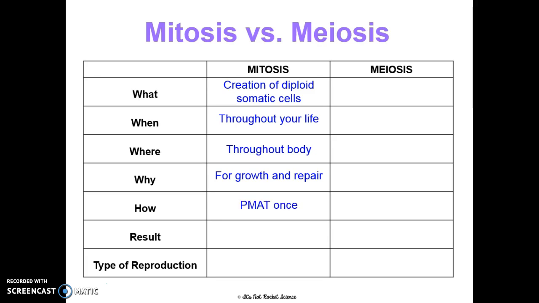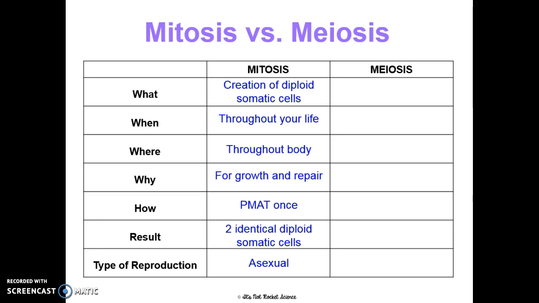It's all about prophase, metaphase, anaphase, telophase, but only once. We only go through that process once. And the whole result is 2 identical diploid somatic cells. They're the exact same. You would never be able to tell the difference between the 2. And this is considered asexual reproduction. Now, that was mitosis. That was what we went over last set of videos.